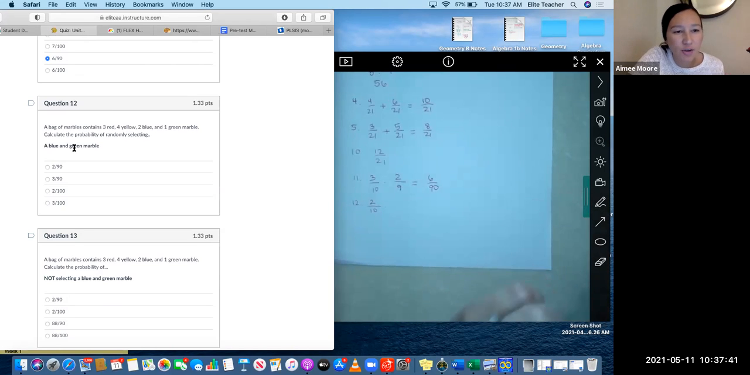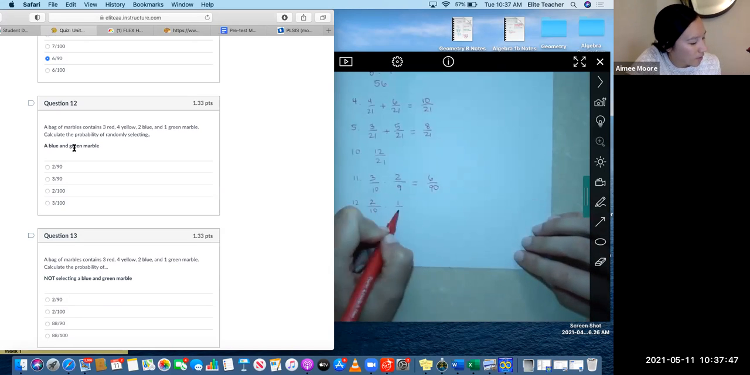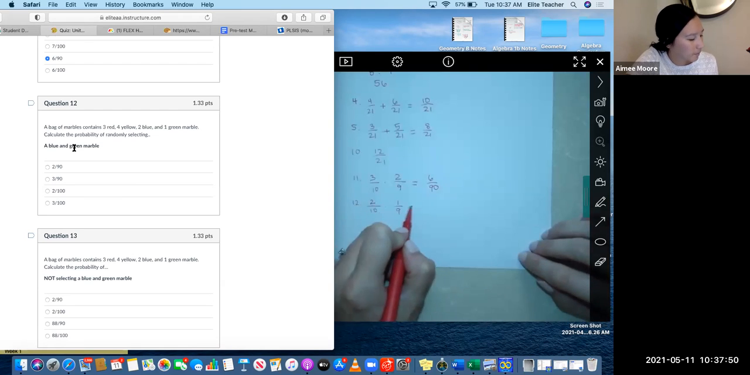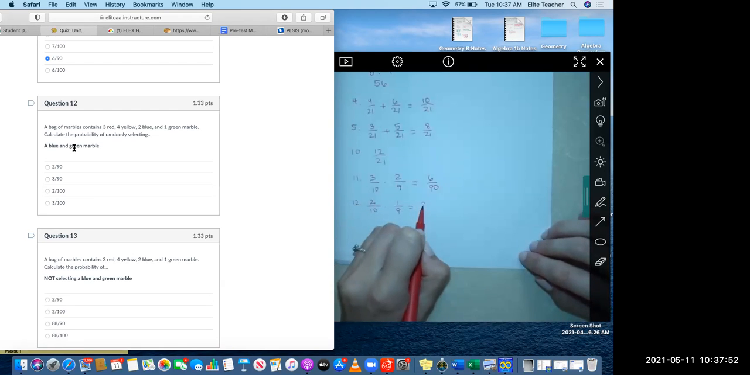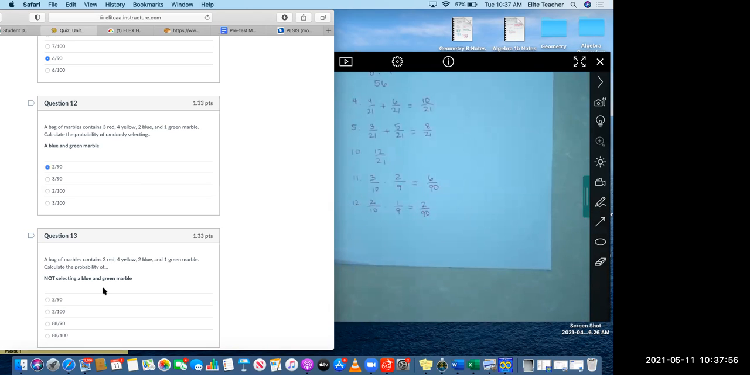So it's not saying that the green or that the blue one was put back. So the green marble would be 1 out of, there's only 9 though now. Oh, so 2 out of 90. 2 out of 90. That's right. You see, I knew that.